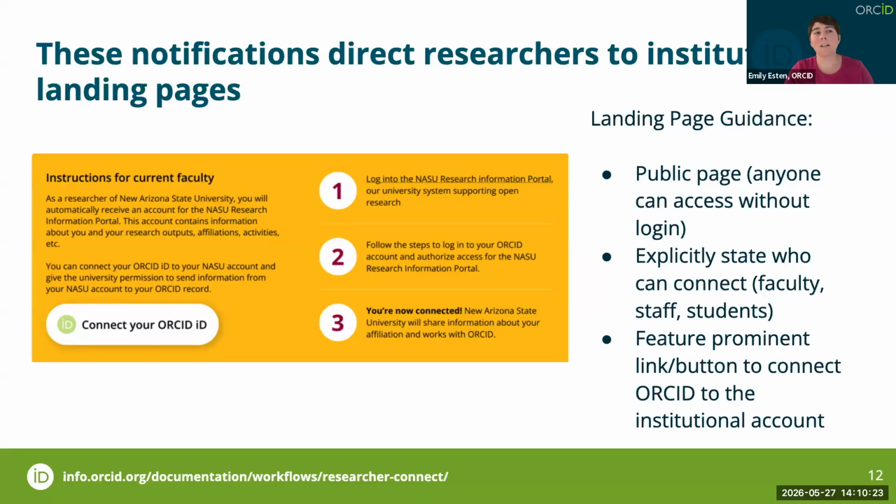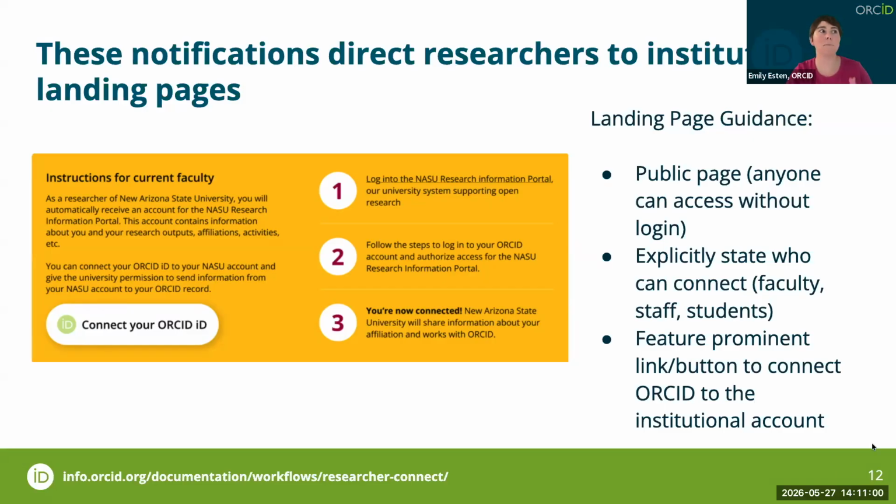So this gives them an opportunity to go look at a public page with information about how the member is using ORCID. We know that not all integrations can support everyone or all types of researchers at an institution, so we ask that this landing page includes some information about which type of researchers can further connect to the integration. And then we really recommend having some kind of prominent link or button to connect ORCID to the institutional account. We want to make this as easy as possible for the researcher to click through and finish connecting to your integration so that they can add that added affiliation or any other information that your integration can write.